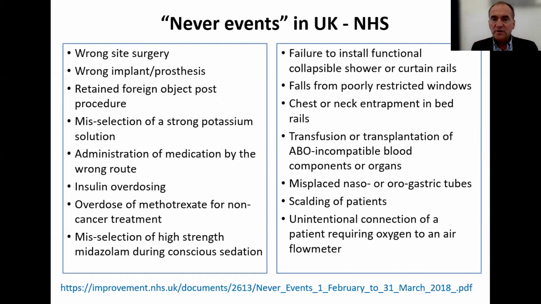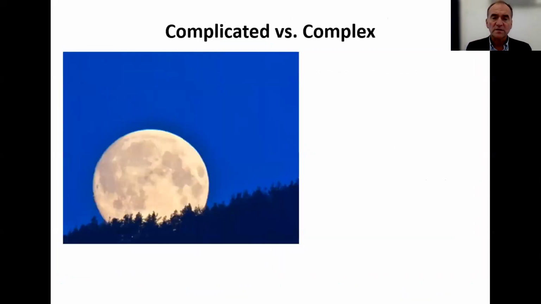In the UK National Health Service, they even made some lists about so-called never events. Those are adverse events for which they believe that there are so many routines, protocols, and so on, that if you follow them, it should be impossible to end up with this. But still, things happen. And let me start with discussing the difference between something being complicated and something being complex.